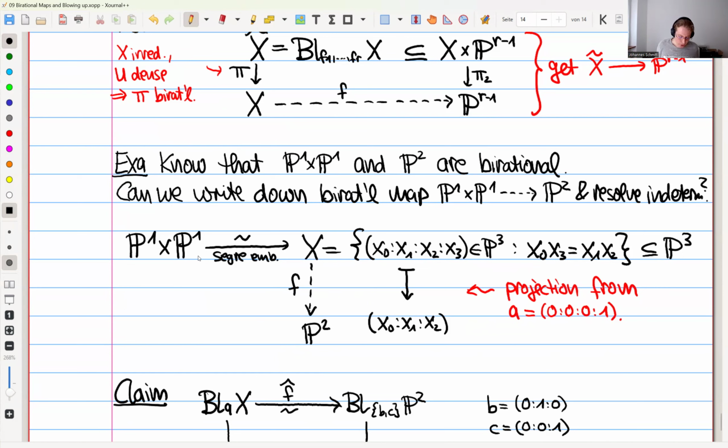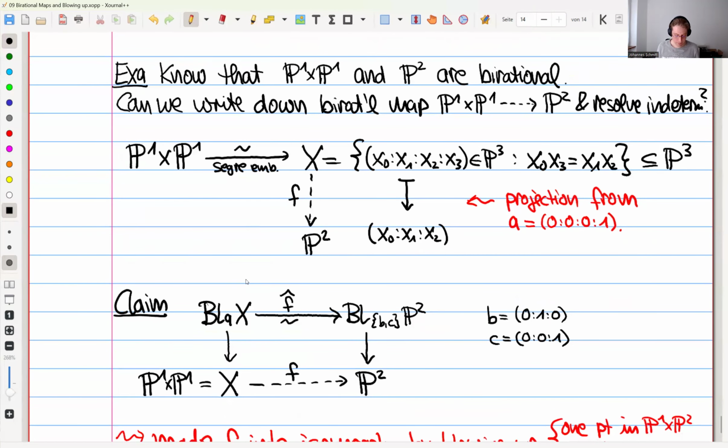Okay, so a priori, we just get some rational map from here to there. And if you write down some coordinates explicitly, you could check that this is in fact a birational map. So this would already give us something like this. And then the question is, can we resolve the indeterminacy maybe by blowing up some point in here? And the claim is this is possible. And in fact, P1 cross P1 is the same as X. So basically we start with X, a rational map to P2. And we saw the unique point where it's not defined is this point A here.